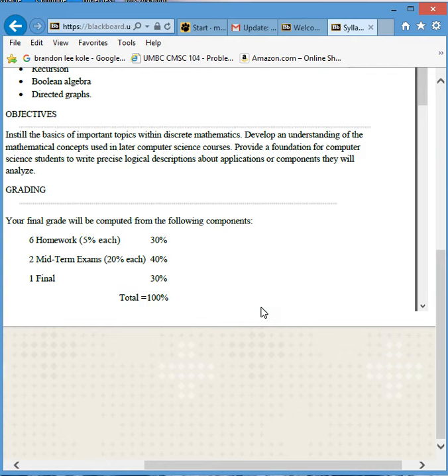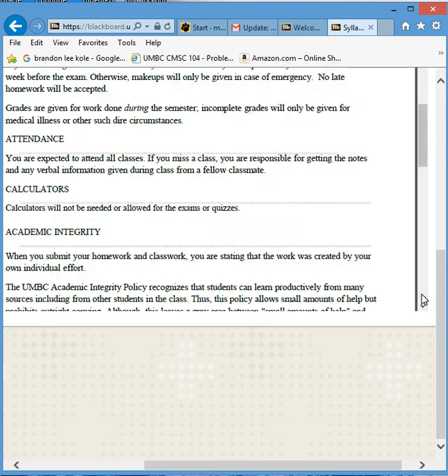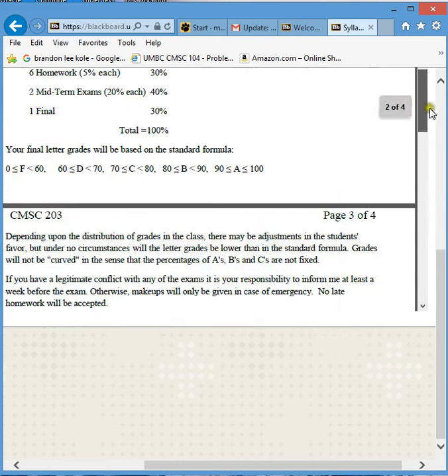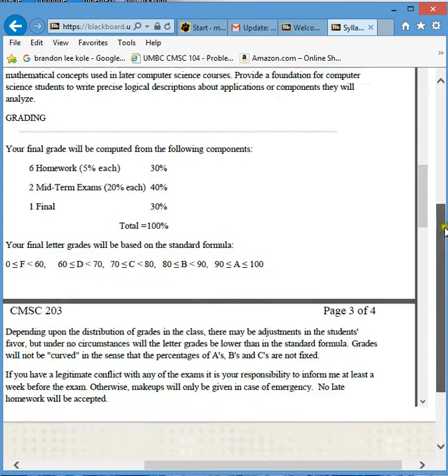There'll be 2 midterm exams. Each one of those are worth 20%. So that's another 40% of your grade. And then there'll be a final that's worth 30%, and that gives a total of 100%, determined by the 3 exams and the 6 homeworks. And the other aspects of the course policy are in the syllabus as well.